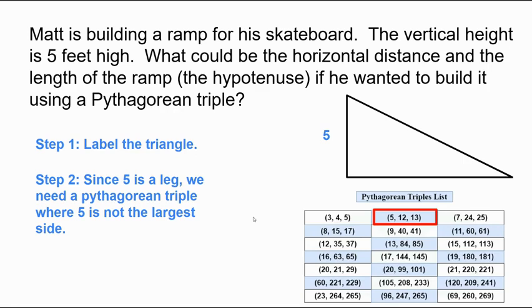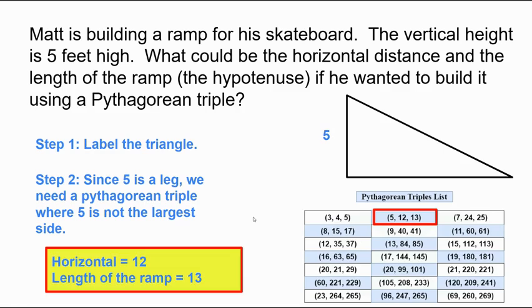We can use this one, knowing that the 5 is one leg and the 12 will be a second leg, and of course the 13, being the largest, has to be our hypotenuse. So we can let the 12 be the horizontal, and 13 be the length of the ramp. Now remember, a Pythagorean triple is simply 3 whole numbers that can be the sides of a right triangle because they satisfy the Pythagorean theorem.